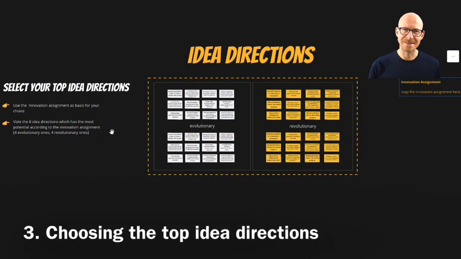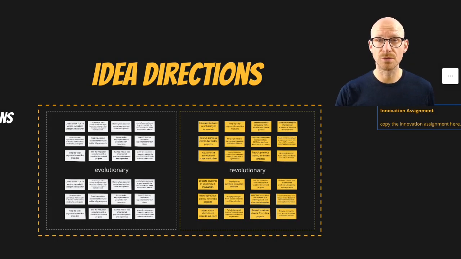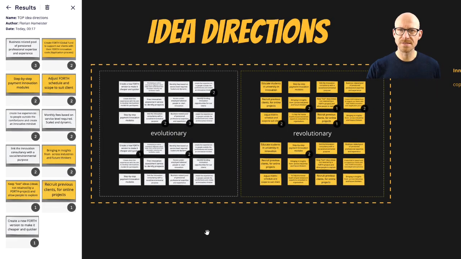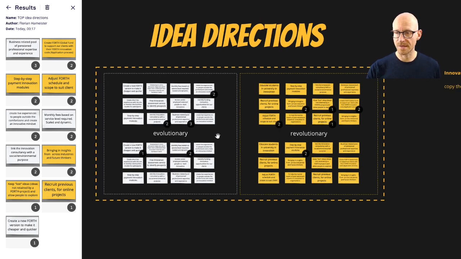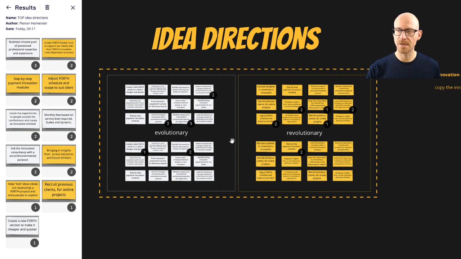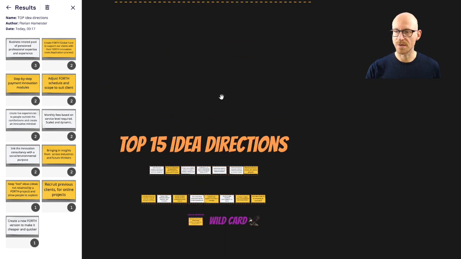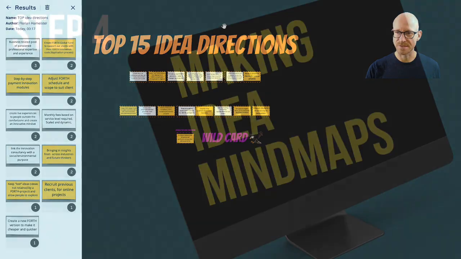The third step is selecting the top idea directions. To prevent all the revolutionary ideas from getting voted out, we split the idea directions into evolutionary ones and revolutionary ones and vote separately on them. We do this with the voting tool of Miro. This is how it looks when it's voted. You see here certain cards that got a few points or votes: 3, 2, etc. And this is how we then choose our top 15 idea directions.